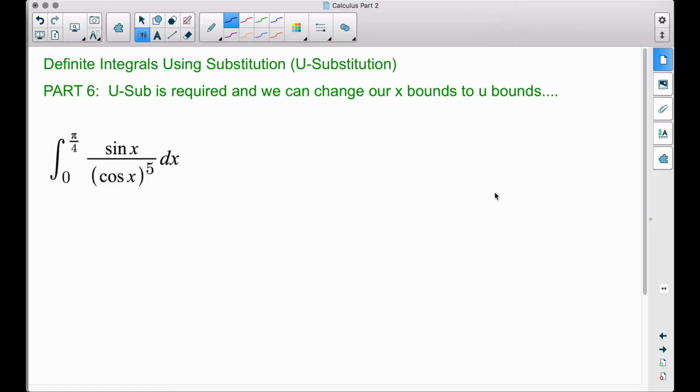In this video, this is part 6 to integration using substitution, often referred to as U-Substitution. In part 6 here, we're going to do some U-Sub, and we can change our x bounds to u bounds. This will make your definite integration problem quite a bit faster to solve. We're not going to be duplicating our work, and you'll notice that this example here does match some previous videos.